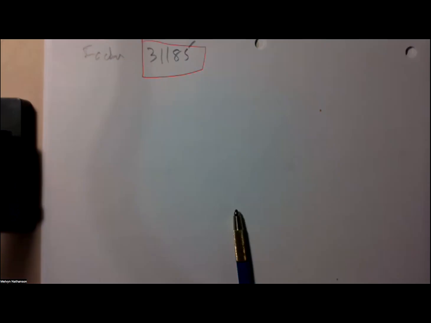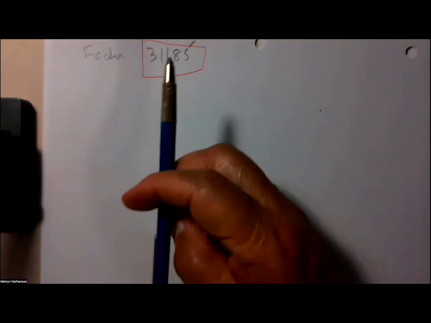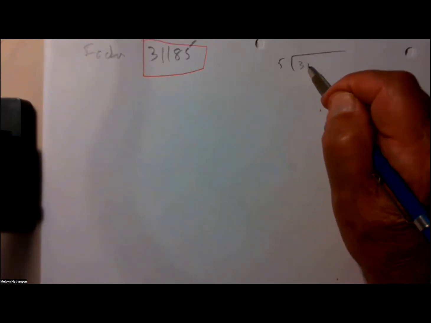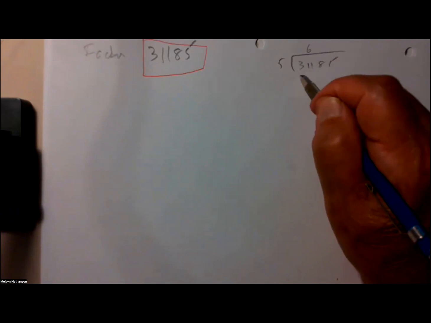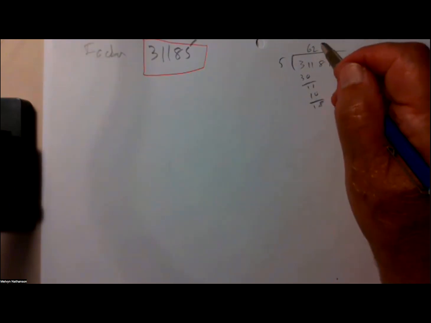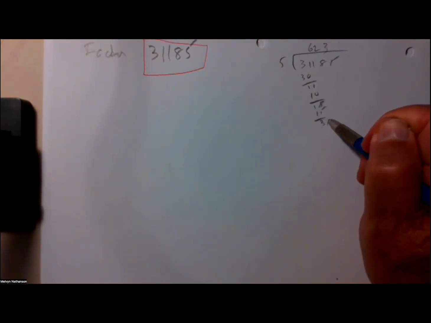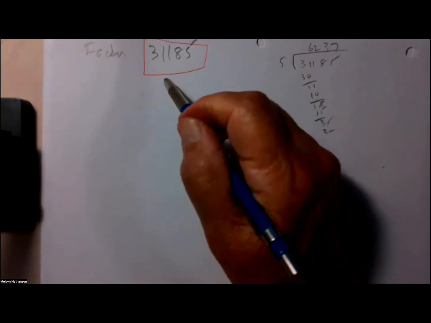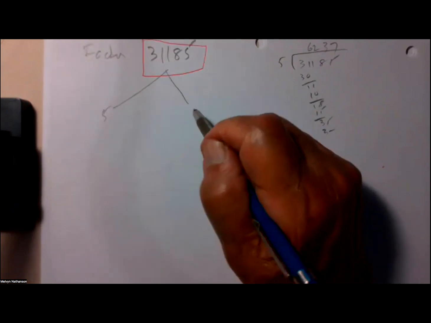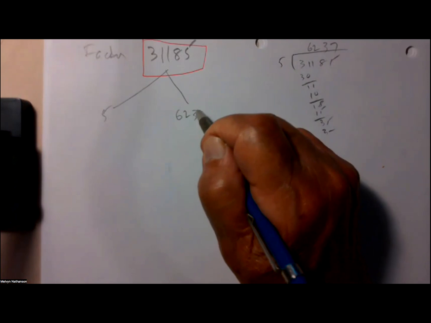Success? Anyone find the factorization? Yes. You can tell just by looking at this number, it's divisible by 5. So your first step might be to divide 5 into this number and see what you get. 31185 divided by 5 is 6237. So when you factor this, you will get 5 times 6237.